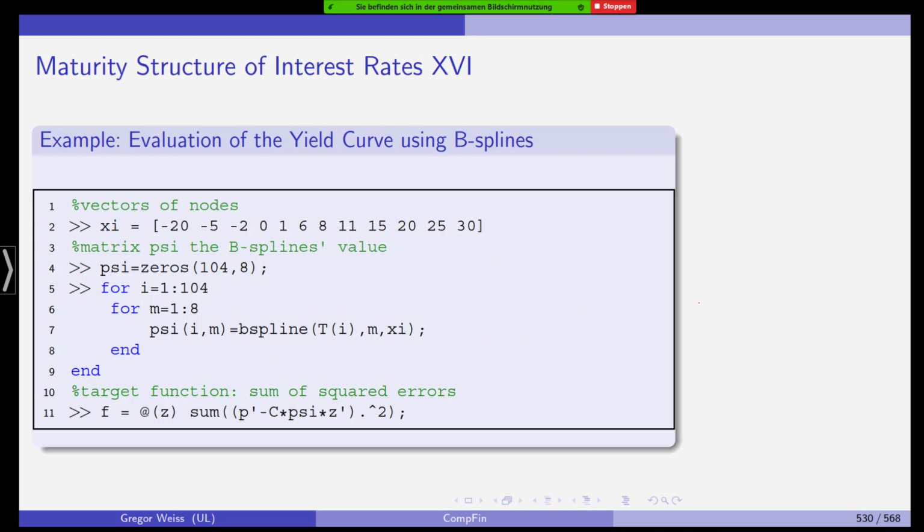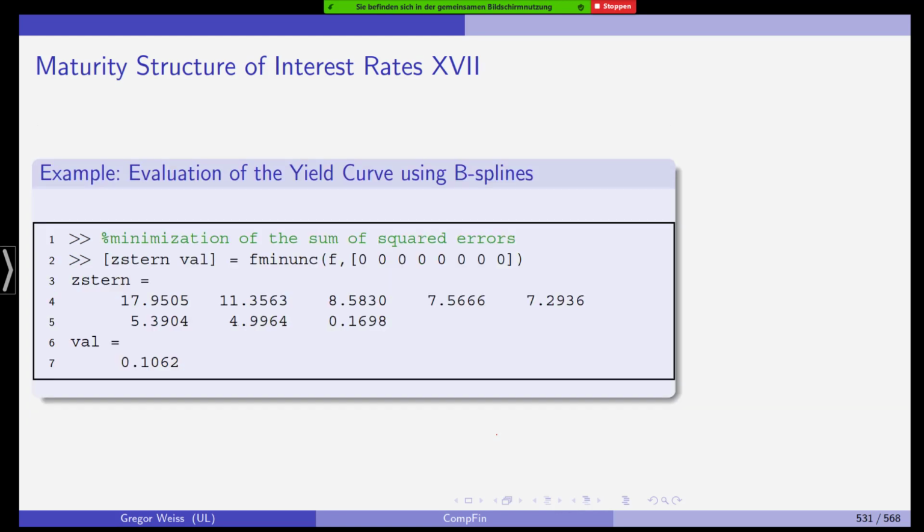We have the matrix psi for the B-spline approximation. We have 104 values and those 8 B-splines. And then the target function in this case, the function handle, is the sum of (P transpose minus C times psi times Z) squared, and then we need to optimize this. So we use fminunc, we minimize the function f, and we start at 0, 0, 0, 0, 0, 0.